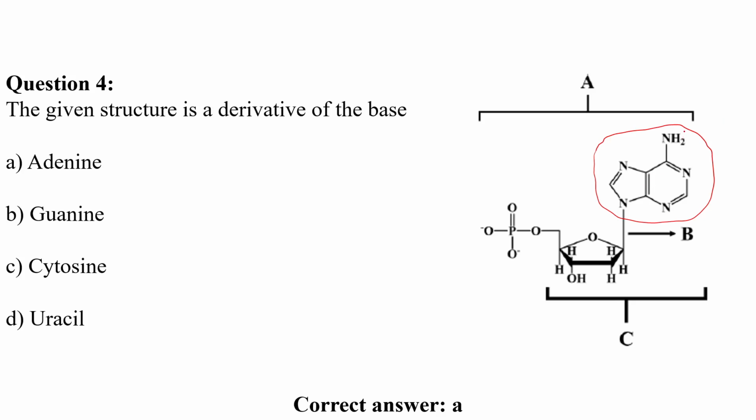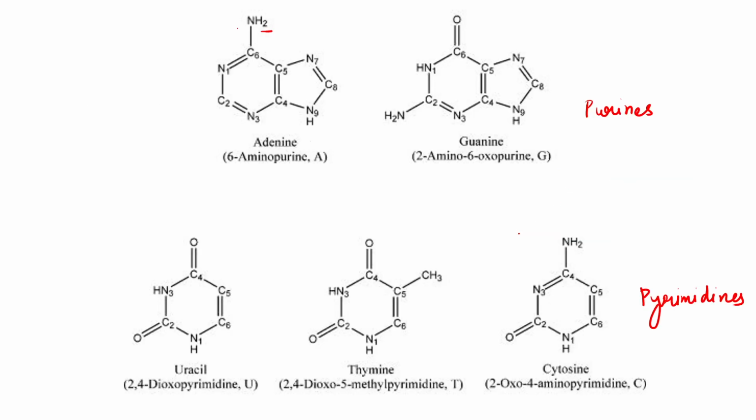Now all you have to do is check whether here we have an amino group or a double bond O. If we have a double bond O and an amino group here, that is guanine. If we have only an amino group at this position, this is adenine. If we have a single ring system, then we have to identify between uracil, thymine and cytosine. So at least you should be able to reach the answer by knowing whether it's a purine or pyrimidine. If you know the difference between purine and pyrimidine, half of your problem is solved.